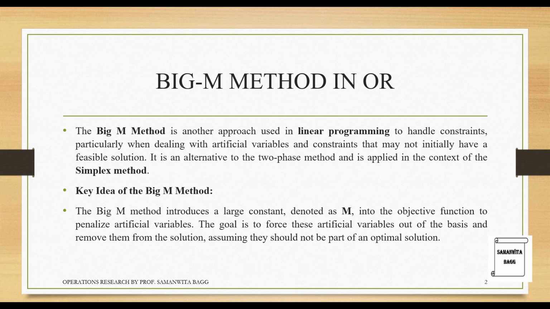So as you can see here, the Big M method is used for solving the linear programming problem. We can use it instead of the two-phase method. This is used for removing the artificial variable, and in this method also we are going to use an artificial variable whenever required. This is a form of simplex method, so the technique of solving the numerical will be similar to the simplex method.